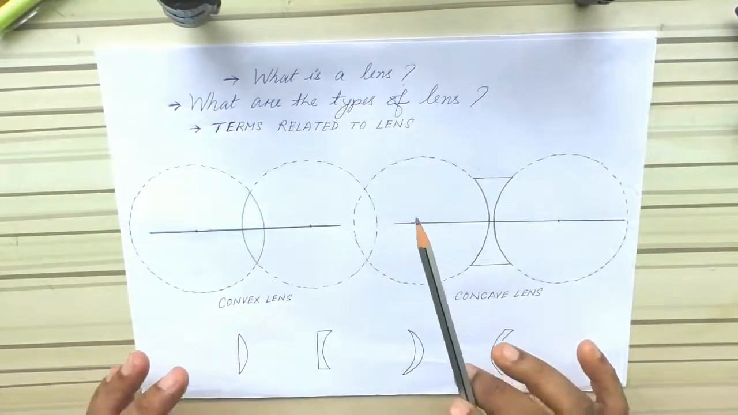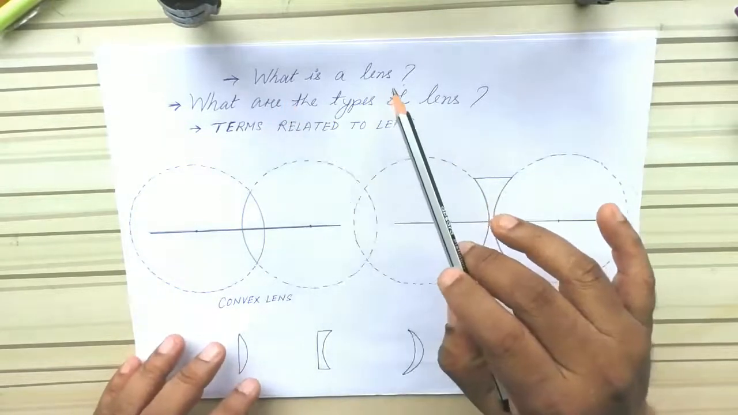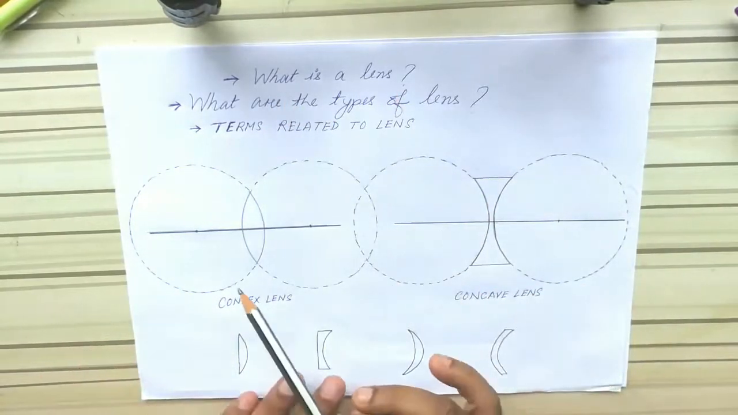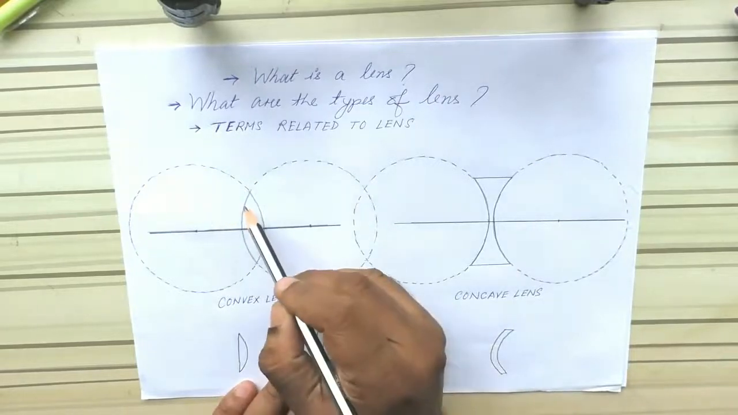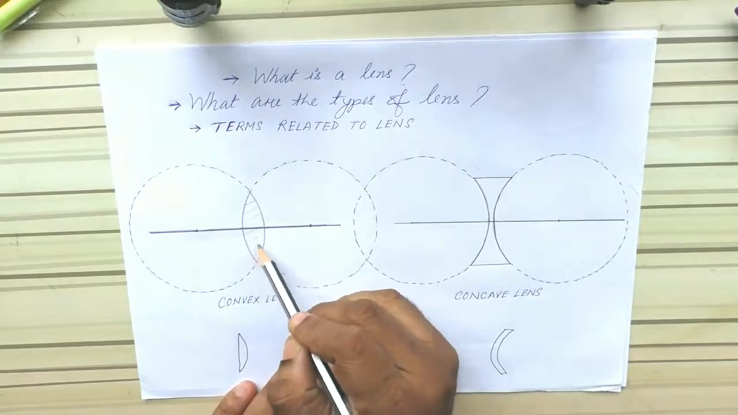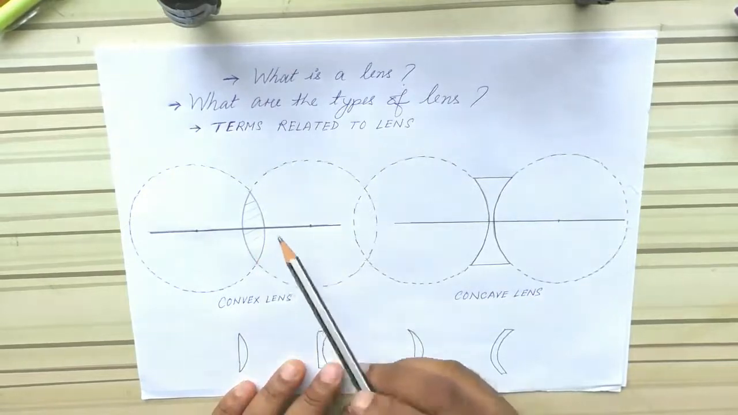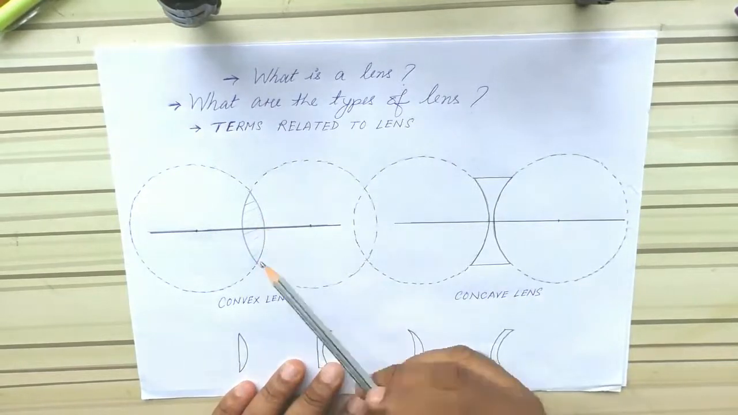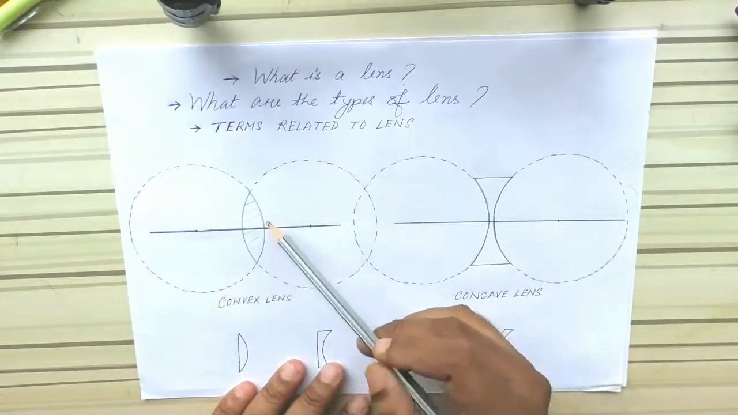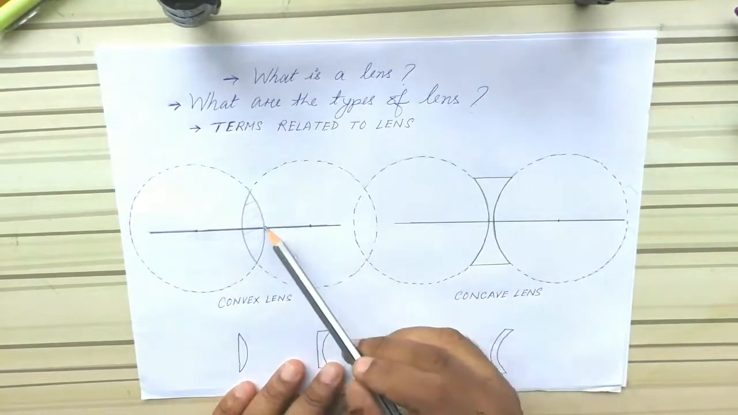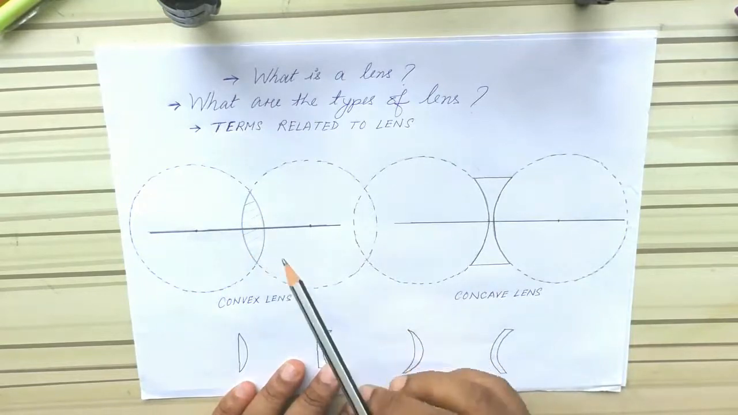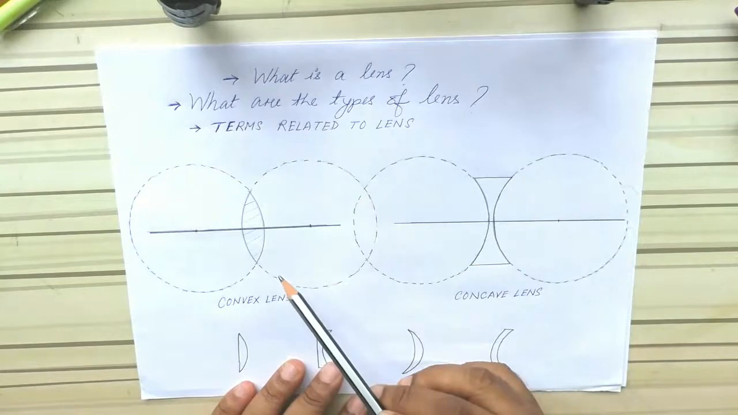So, the first topic is what is a lens. If I ask you what is a lens, it is a transparent medium. This portion is a lens. A lens is a transparent medium bounded by two spherical surfaces. This surface is part of a sphere. This surface is also part of a sphere.